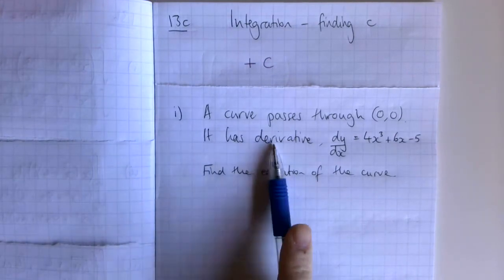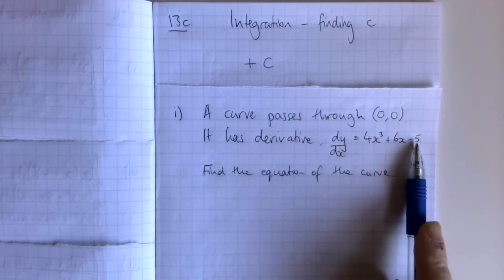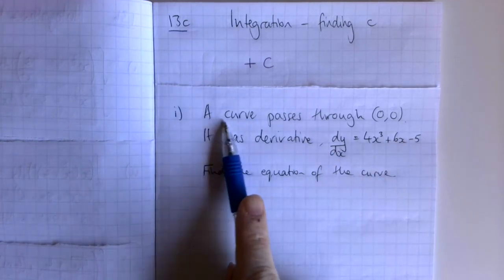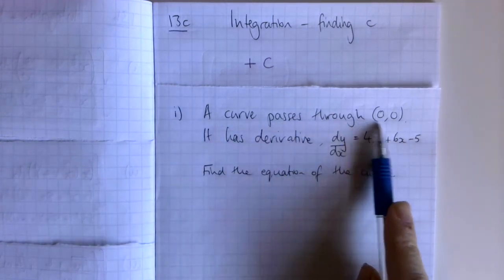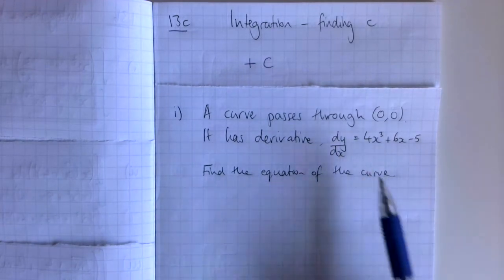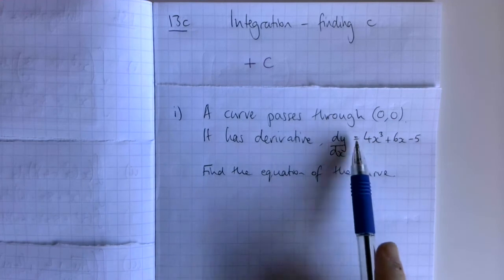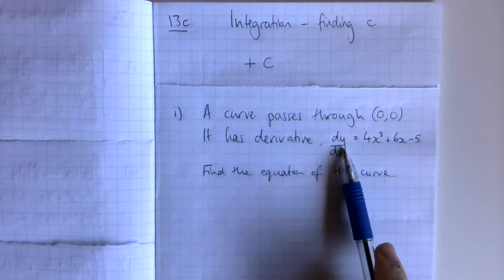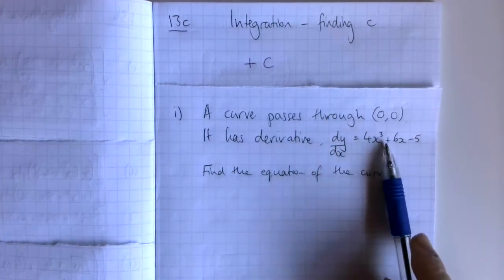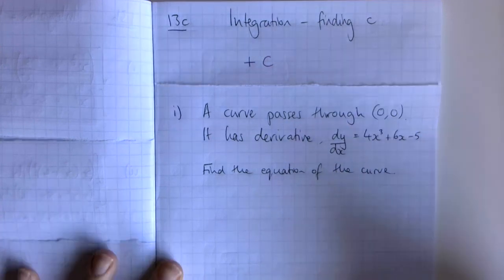So we've got a derivative, dy by dx, of 4x cubed plus 6x minus 5, but we're given this extra information that the curve passes through (0, 0), and we're asked to find the equation of the curve. So it's going to be in the form y equals some stuff, but let's go ahead and integrate this. We've been given the derivative, so it seems like integrating it to get back to the original function is going to be a good starting point.